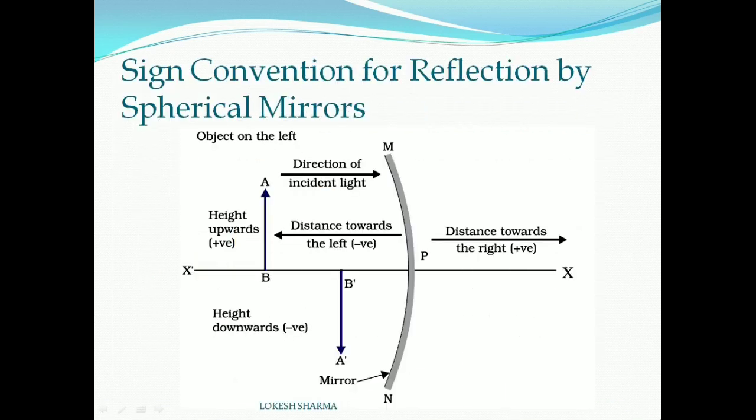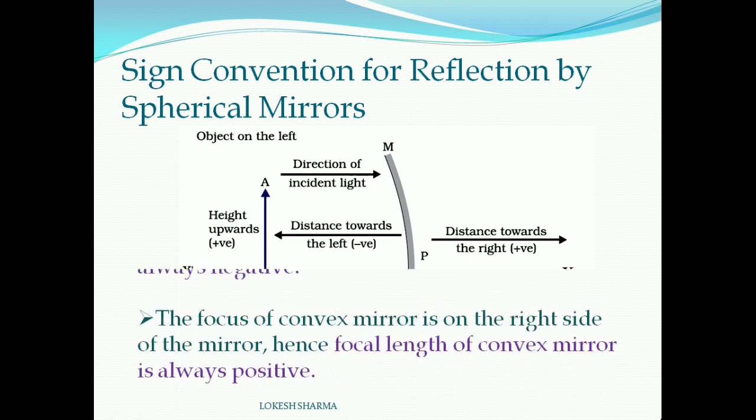Now we will discuss the sign convention for reflection by spherical mirrors. The distances measured to the left of the pole are negative, and the distances measured to the right of the pole are positive in sign, whereas the distances measured above the principal axis are positive in sign, and the distances measured below the principal axis are negative in sign. This is same as the sign system in our Cartesian geometry. In other words, the height upward is positive and height downward is negative.